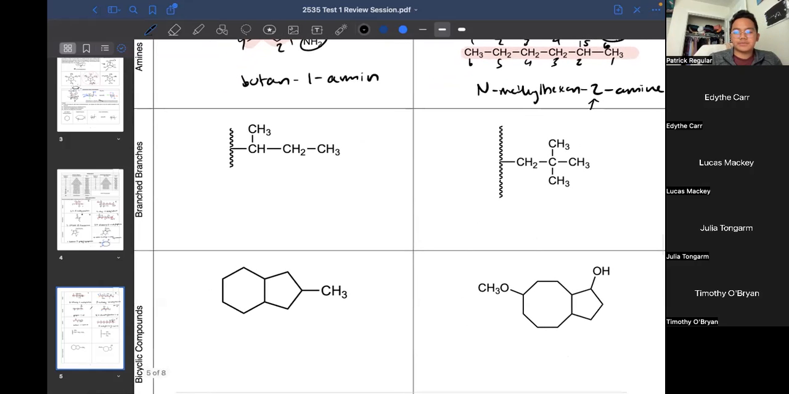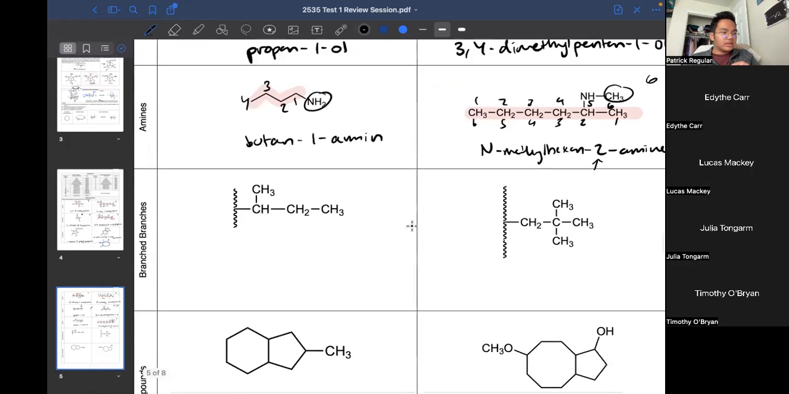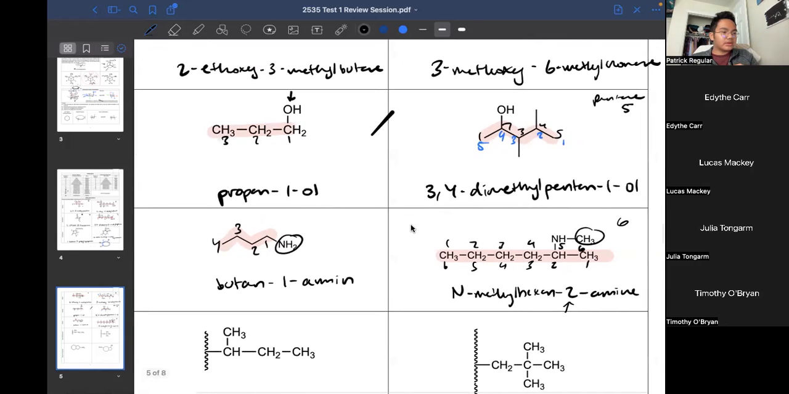Anyone have any questions? For the going back to the alcohol one, did you mean to put 3, 4 dimethyl pentane 1-ol? Or did you mean to put 2-ol? That's what I meant. Yes. 2-ol. My bad.